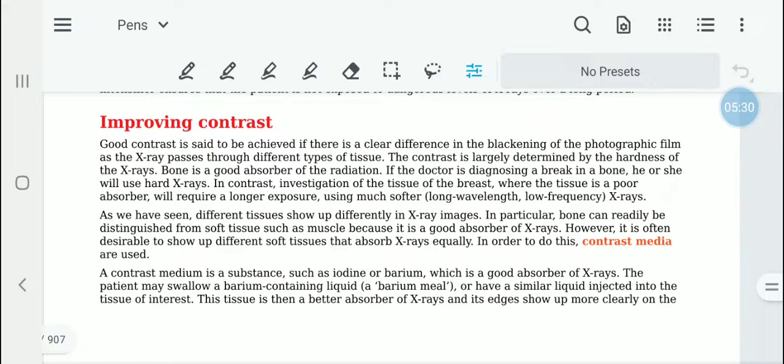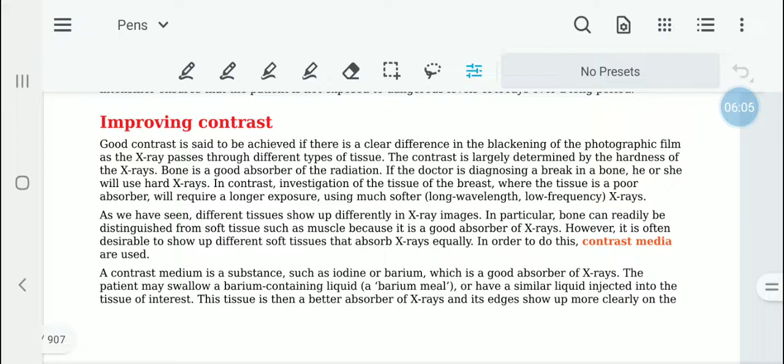The contrast is actually determined by the hardness of the X-rays. Bones absorb the radiation well. So if a broken bone is to be observed, the doctor will use hard X-rays, because we need to see the bones.